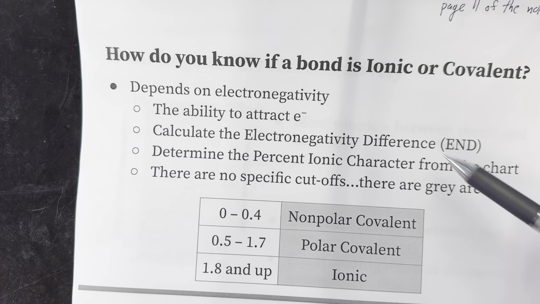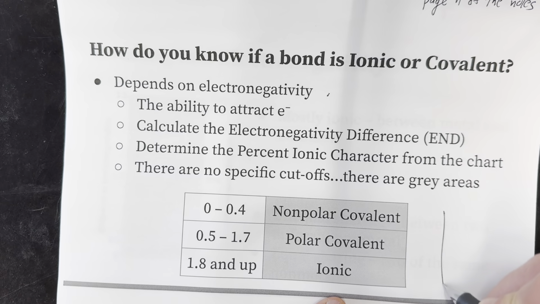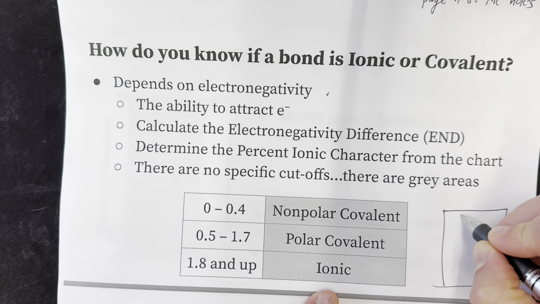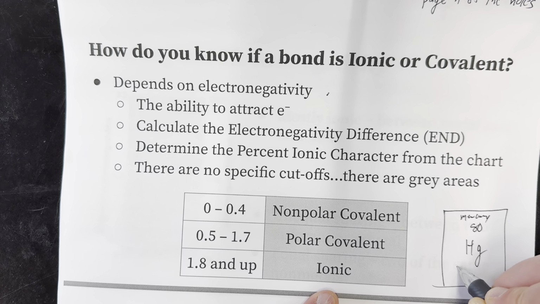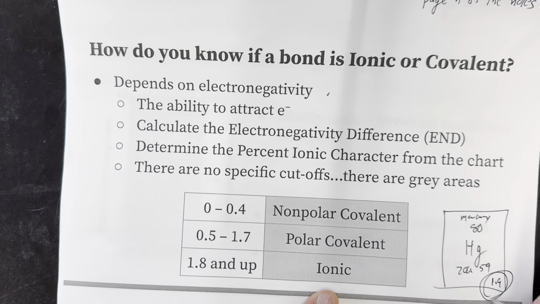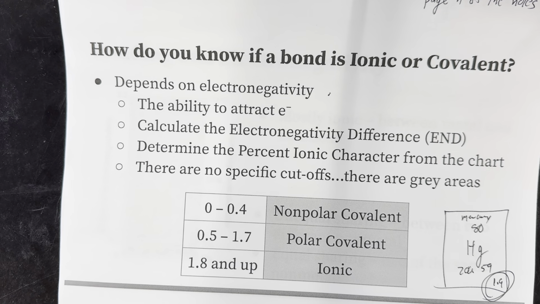So it has to do with something called electronegativity. On your periodic table, for example mercury, element number 80, Hg, 200.59, and then I think it's 1.9 right down here. That's your electronegativity value, and that's where you get it from the periodic table.